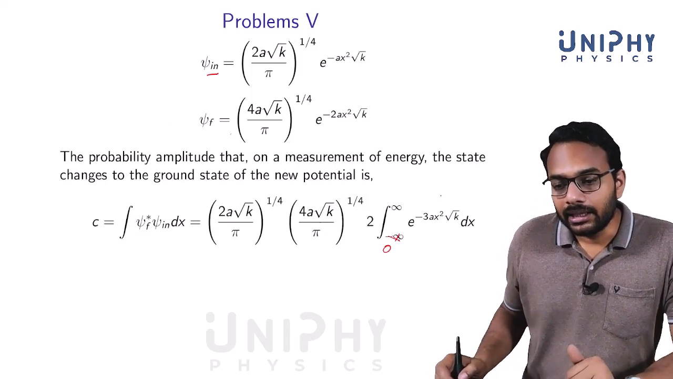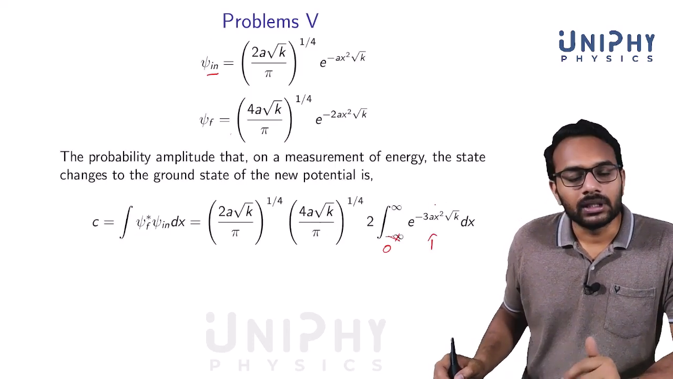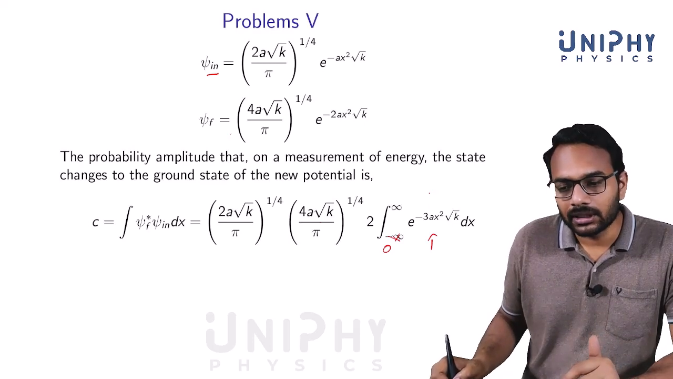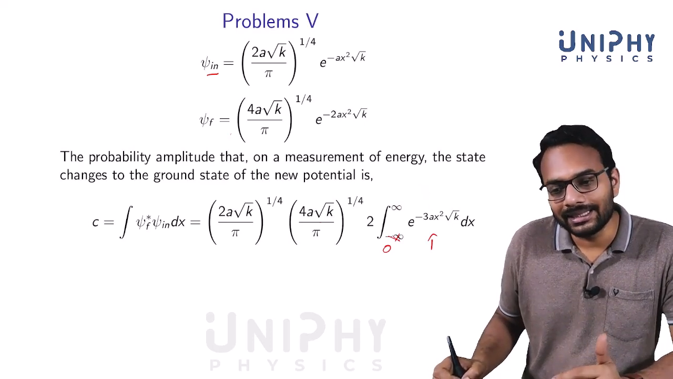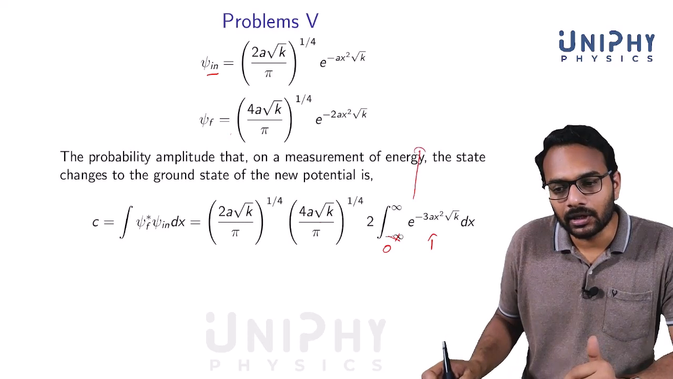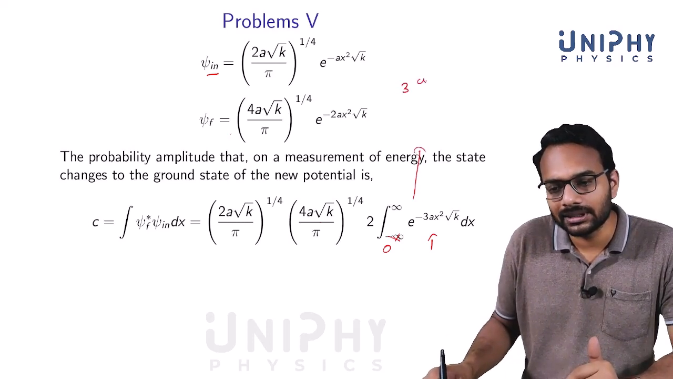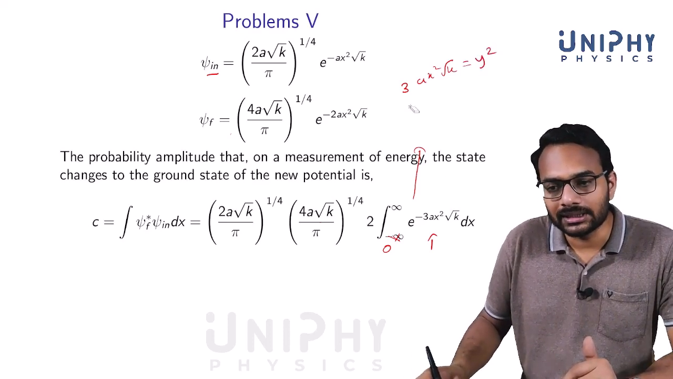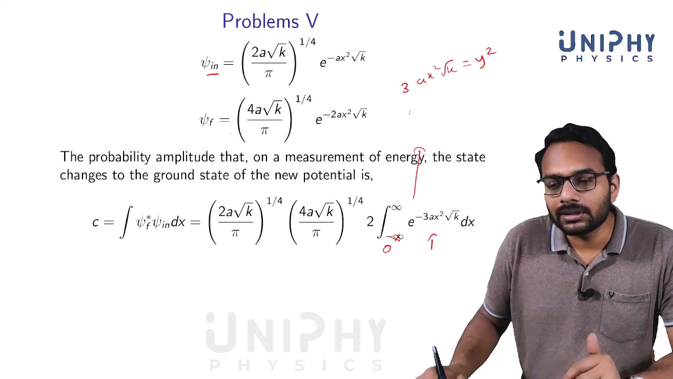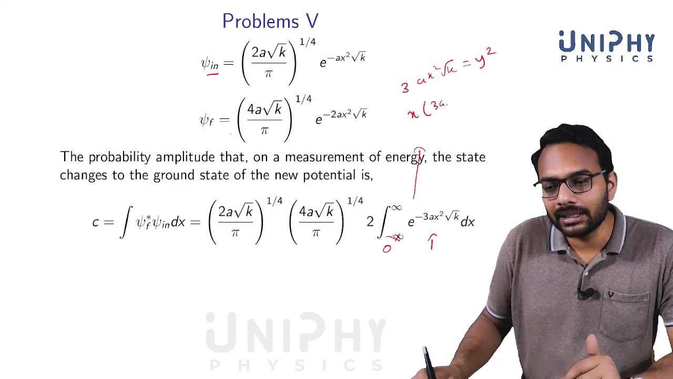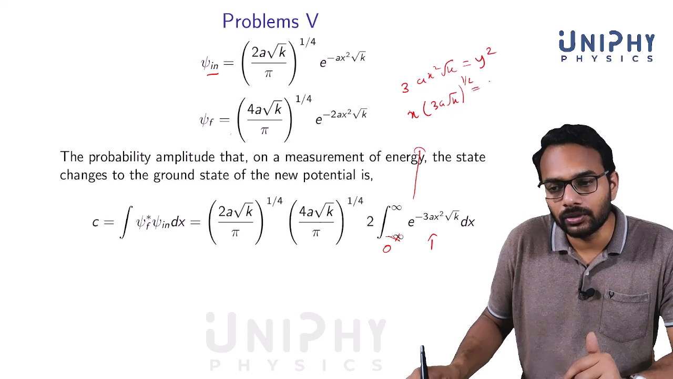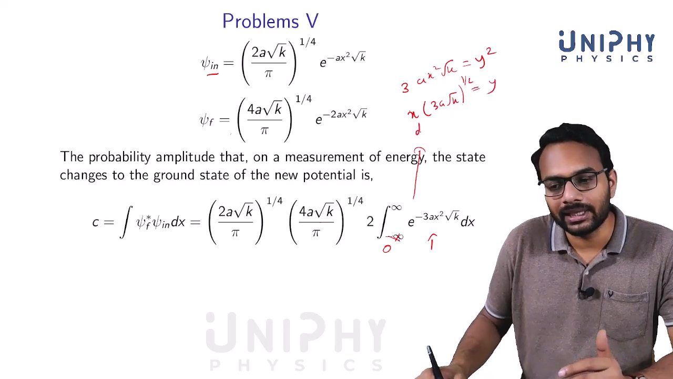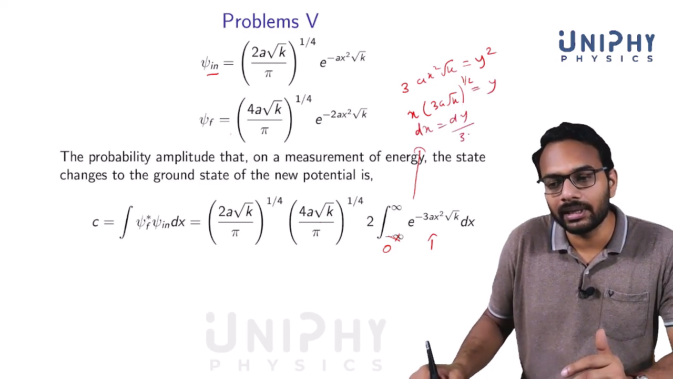And then again you can write it in the form of a Gaussian thing that we are familiar with. You can write this integral as root pi multiplied by some factor. How do you do that? You just make the substitution. You put 3a x square root of k equal to y square. So x multiplied by 3a square root of k, whole raised to 1 by 2, is equal to y. So when you find dx, that's dy divided by 3a root k, whole raised to 1 by 2.